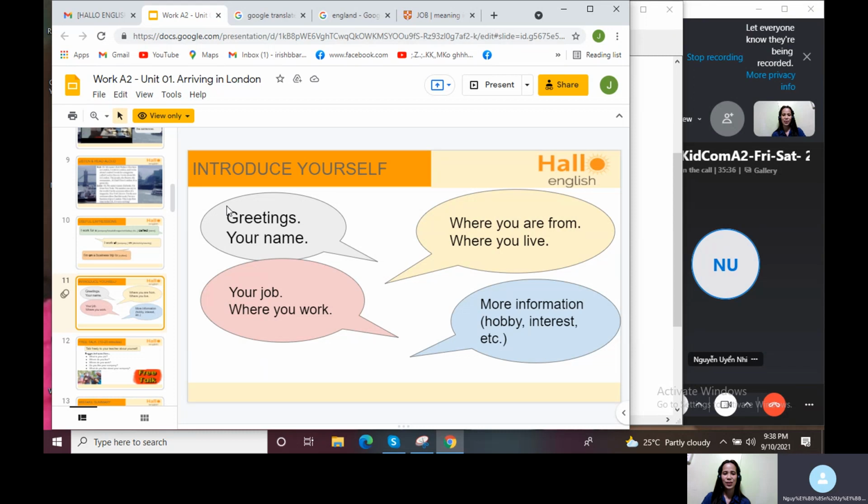Okay. So this one is an example on applying for a job. So you have to use this outline. First is the greetings. Next is your name. Next is where you are from. Next is where you live. And then you state your job. So, I was an office clerk before, or I am an ASL teacher. And you state the company.